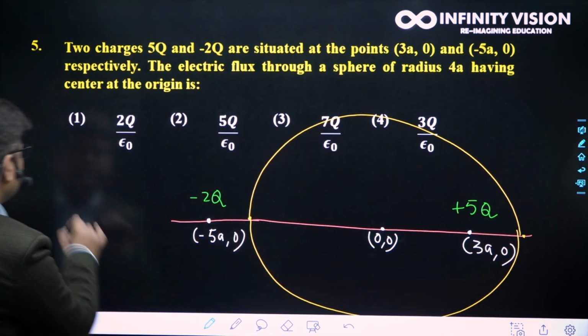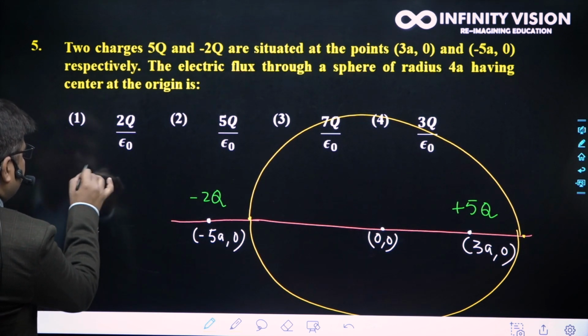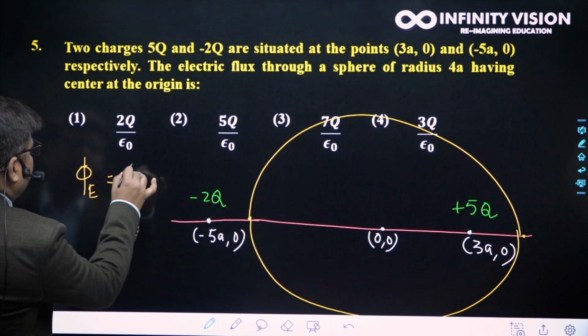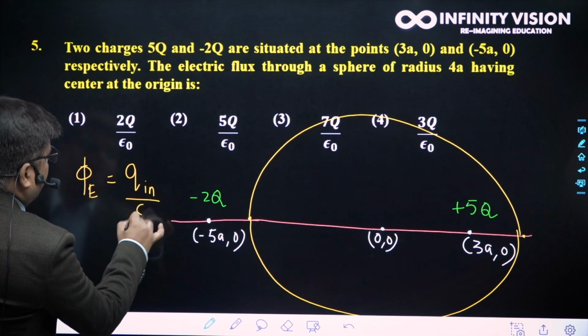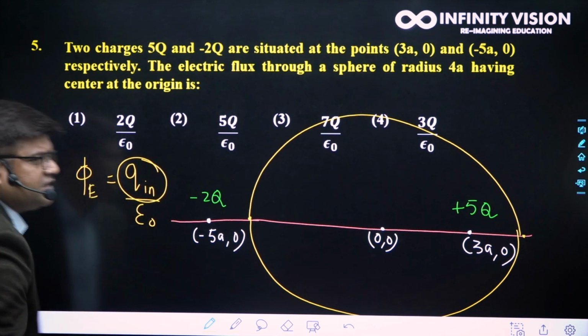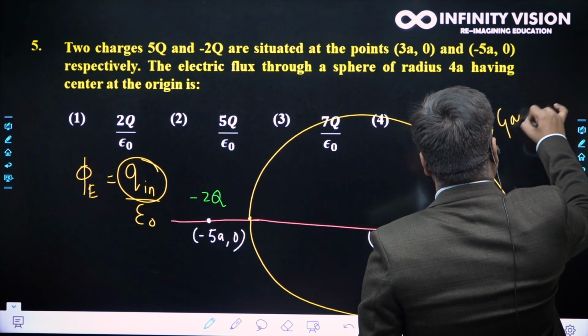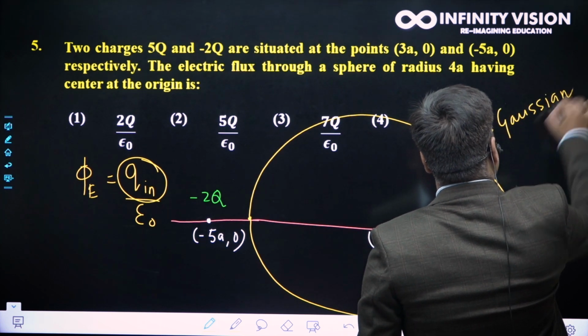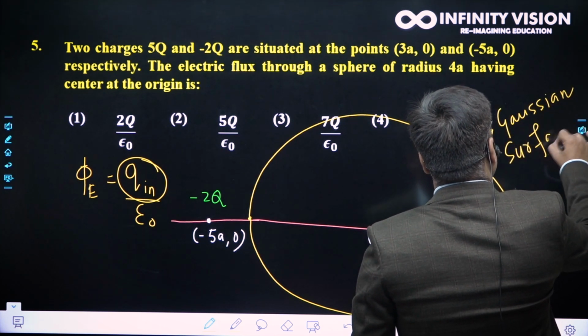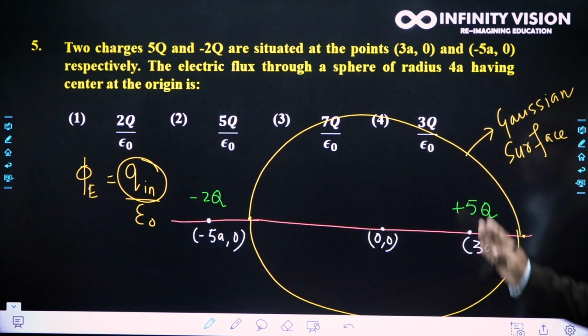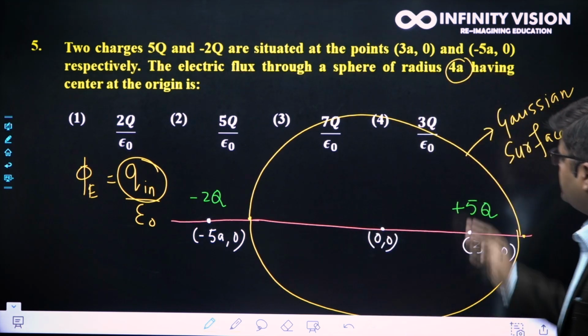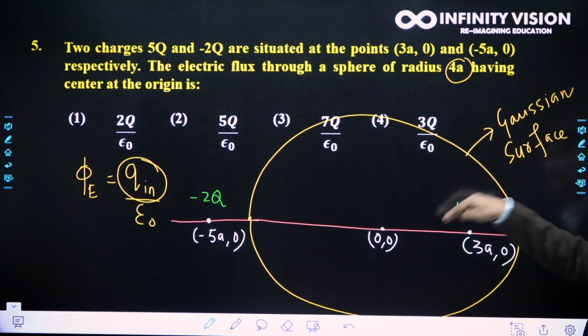As we know from Gauss law, electric flux phi is nothing but q in upon epsilon naught, where q in is the charge enclosed by the Gaussian surface. So if this sphere is the Gaussian surface, then as far as the radius is given as 4a, we can see that only the 5q charge is being enclosed inside this sphere.